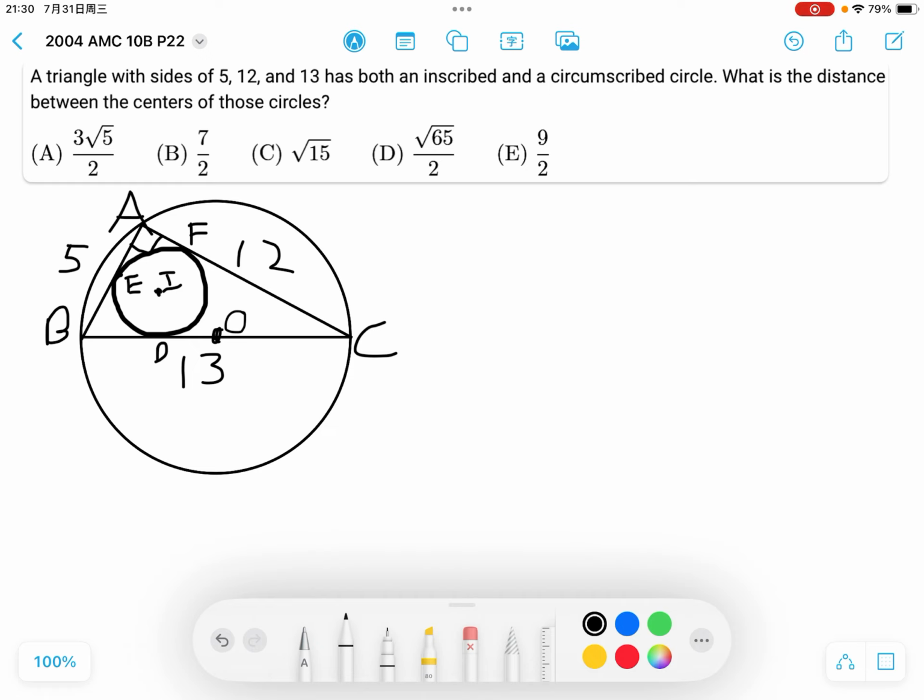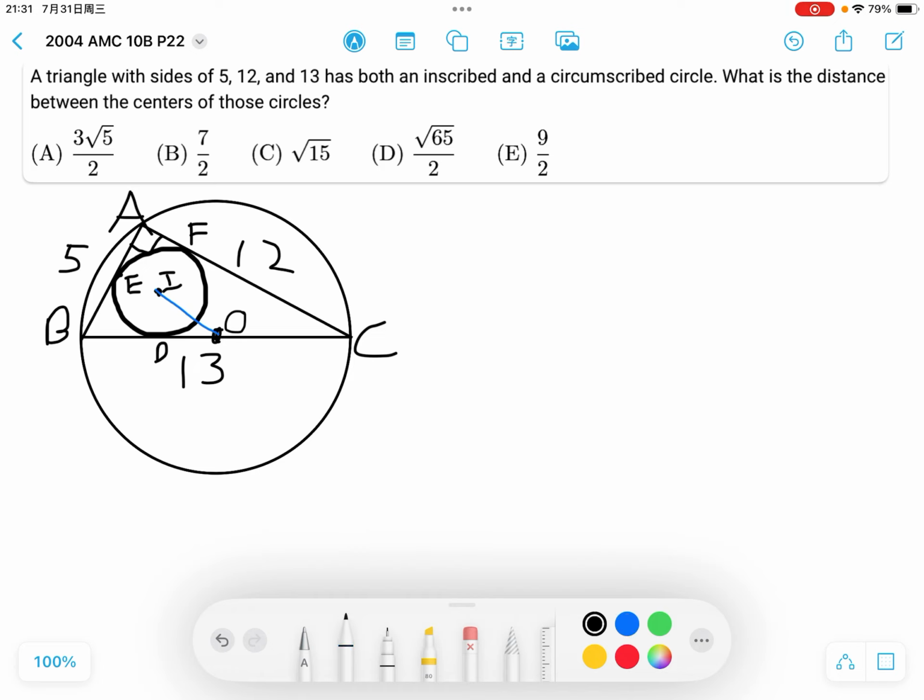Okay, so what exactly is the problem asking? It says, what is the distance between the centers of those circles? So I want my distance between I and O. Let me draw that in blue so you know what exactly you're trying to figure out. So we want to know this distance. So what can we do? This distance does not look like it relates to anything, so we don't know how to figure it out directly.